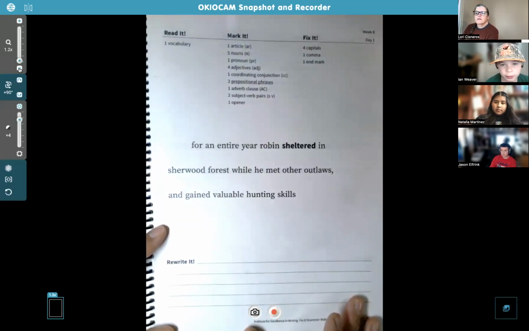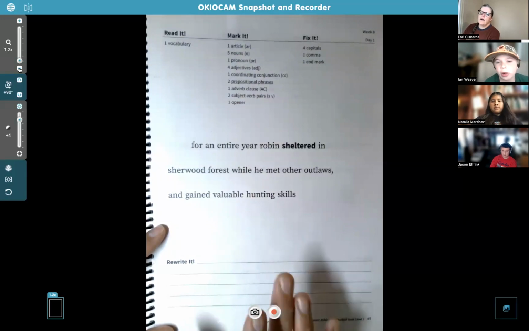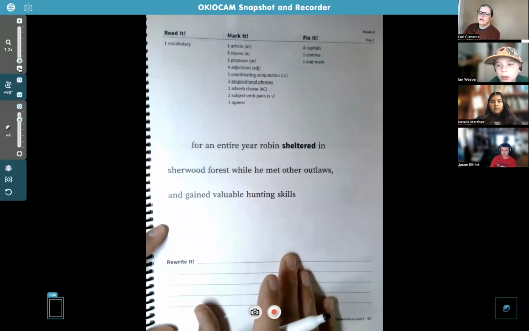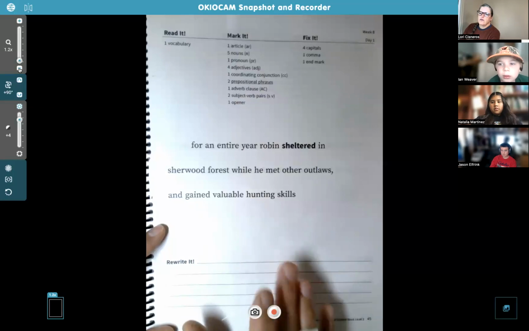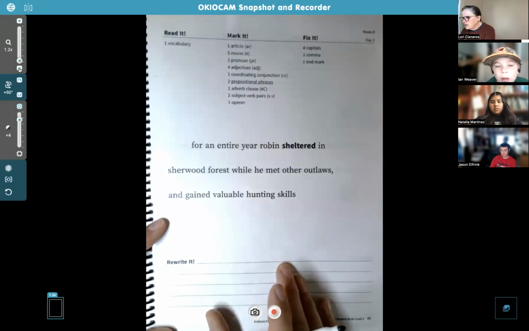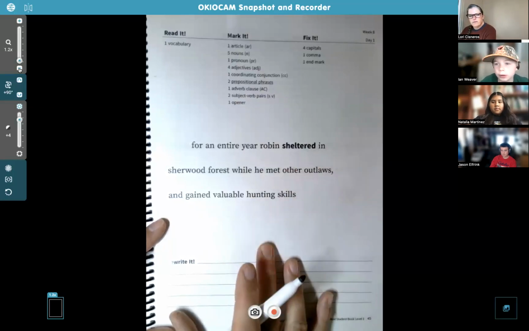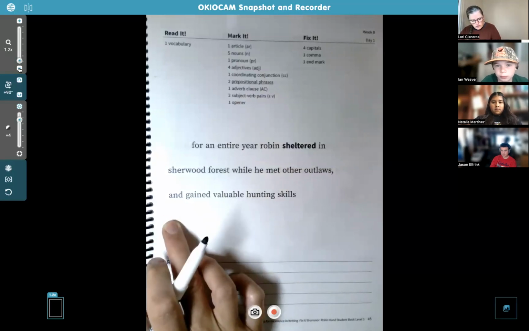For an entire year, Robin sheltered in Sherwood Forest, met other outlaws again. Okay, we got most of that. I think you were accidentally muting back and forth, so we missed some of it. But do you have your book in front of you, Ian? Do you have your book in front of you? Okay, good. Yeah. For an entire year. It's okay. We got the most of it.